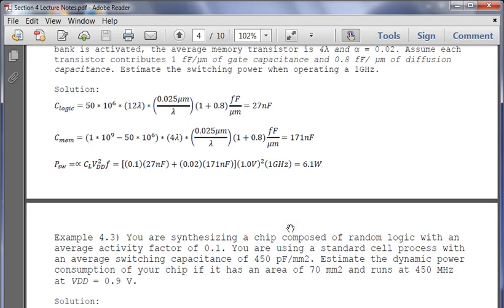Oh, lambda is the feature size divided by 2, because it's poly. So the thing is, the more transistors you put in, the more capacitance you get. And so that's where you have power consumption.